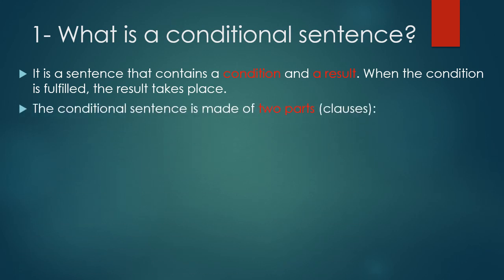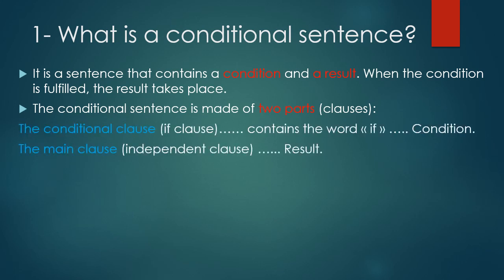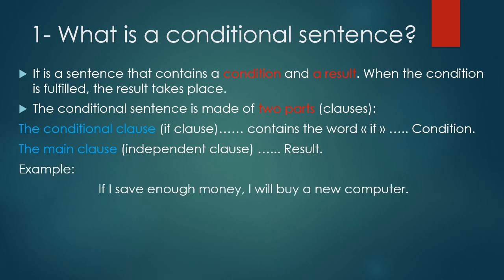The conditional sentence is made of two parts, and those two parts are called clauses. The first clause is called a conditional clause or an if clause. So this is the part which contains the word if, and in this clause we have the condition, okay? The second part is the main clause. We can also call it an independent clause, and in this one we have the result, okay? So two parts, conditional clause plus a main clause.